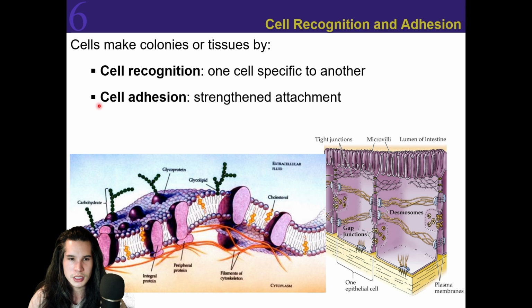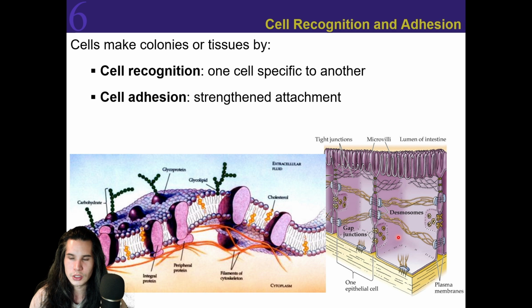We also have cell adhesion, which is going to form colonies or tissues. And that's where you actually get a strengthened attachment between them. So things like your desmosomes, it's going to be kind of like Velcro. You also have tight junctions that kind of thread your cells to one another, or you could say it sews. It's an embroidery between two cells.